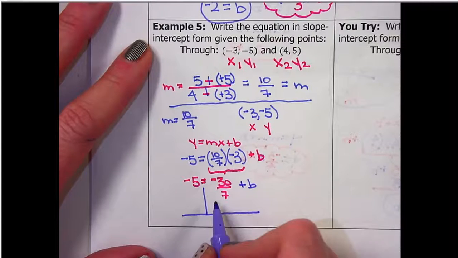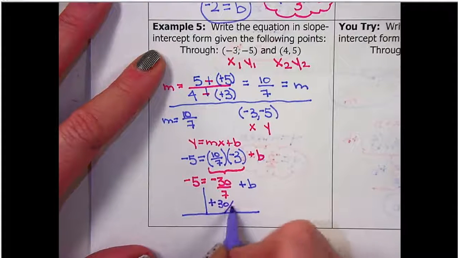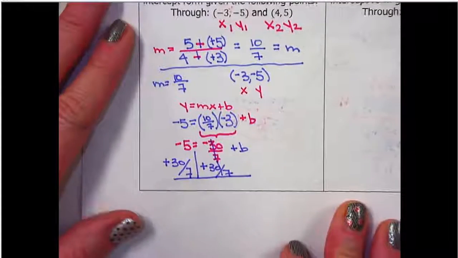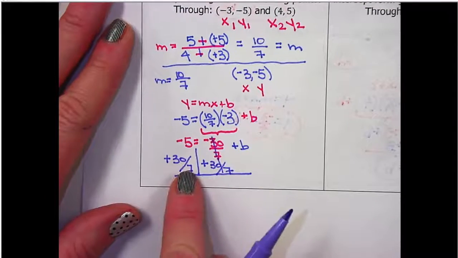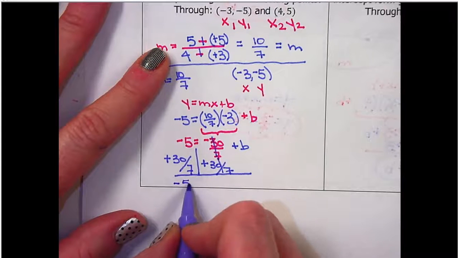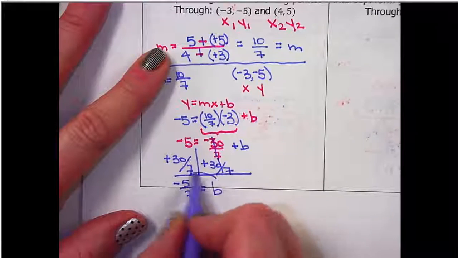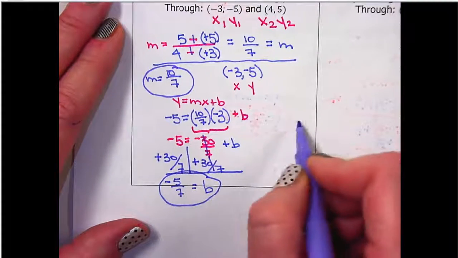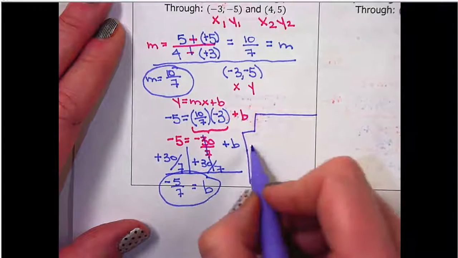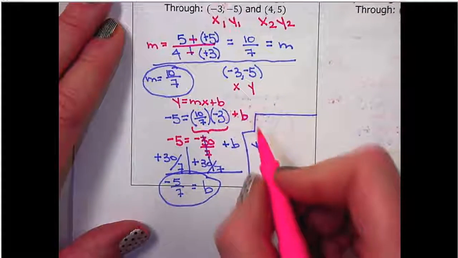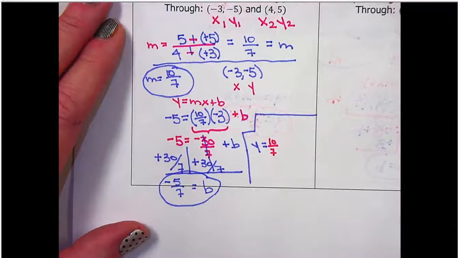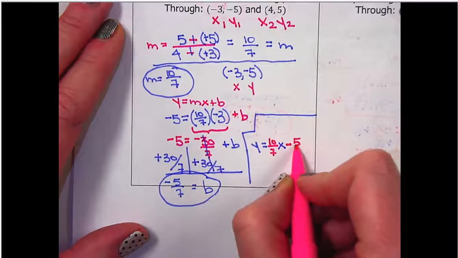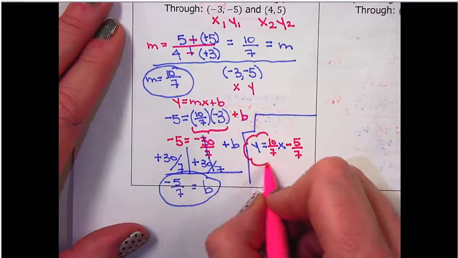A negative 30 over 7 moves with a positive 30 over 7. Whatever I do to one side, I do to the other. And calculator work, negative 5 plus 30 sevenths is negative 5 sevenths. And that is my b. So I found my puzzle pieces. There we go. I can write my equation now. Give myself some space. So y equals m x, and since b is a negative, I'm going to express it as minus 5 sevenths. This is my final product.